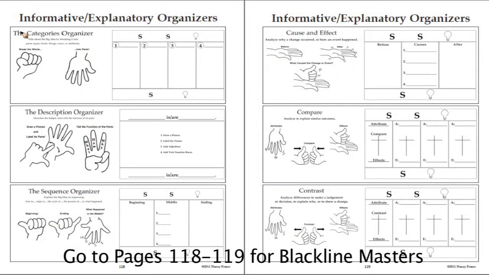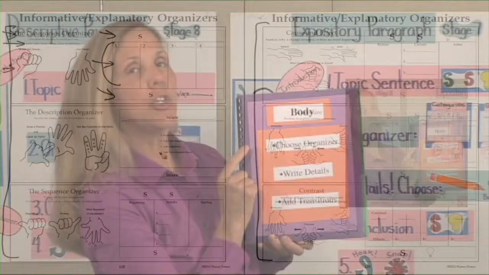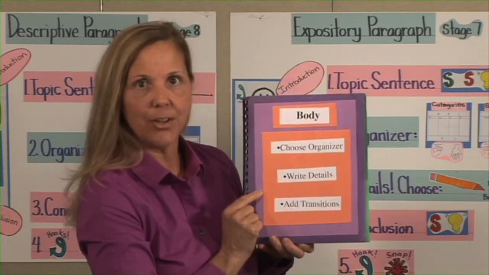On page 118 and page 119, you will see the 2 pages that you will put together in order to display all 6 organizers. Notice you have the organizer name, you have a quick definition, the hand sign, and what the organizer would look like. And in this case, it's not just the body, it also includes the introduction and the conclusion, so they see what the entire organizer looks like. Once your students choose an organizer for the body, then they need to start writing the details in the body.